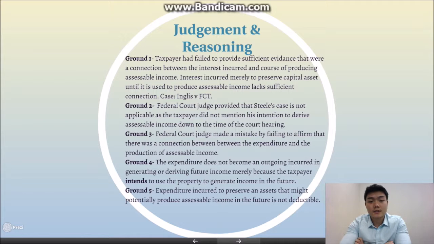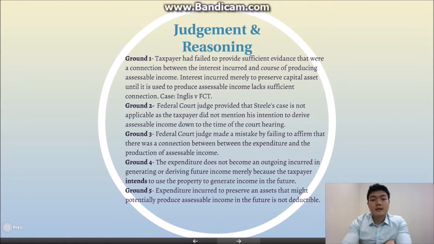Ground 3. Facts provided that the High Court had made a mistake by not affirming the connection between the expenditure and the production of assessable income. Ground 4. The expenditure for which a deduction is claimed may be applicable as a source of future income, but such an expenditure does not become an outgoing incurred in generating or deriving future assessable income merely because the taxpayer intends to use the property sometime in the future to generate assessable income.